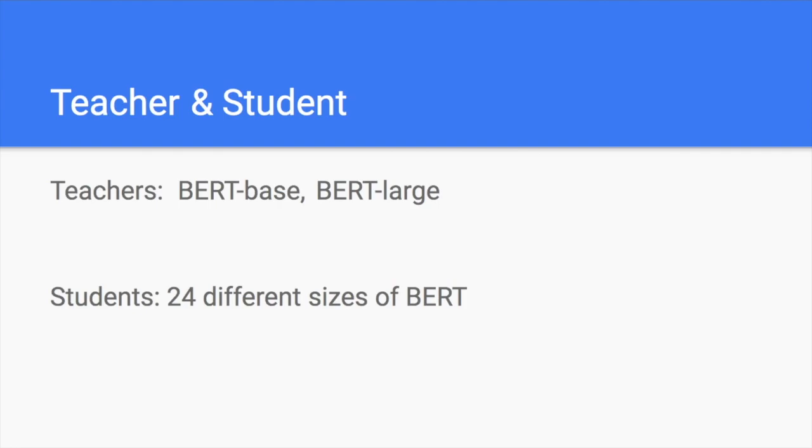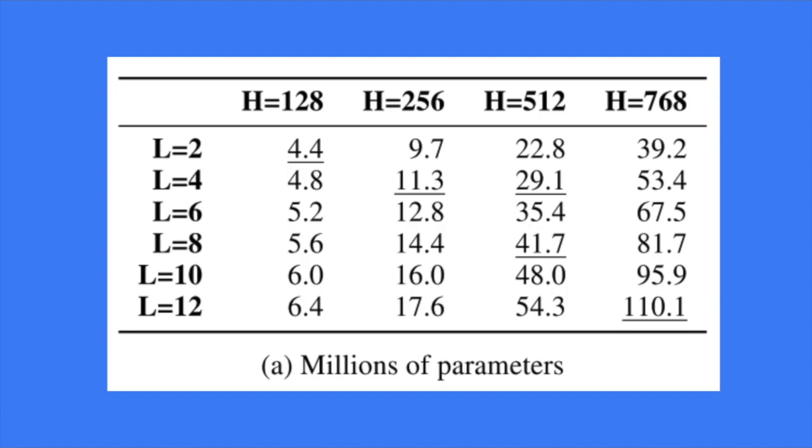And as for what the teachers are and what the students are in this paper, they actually have two kinds of teacher. One is a BERT-base model, and another is a BERT large model. Depending on what experiments they did, they use different teachers. And for students, it's always 24 students, which are different sizes of BERT. So this is what those 24 students look like.